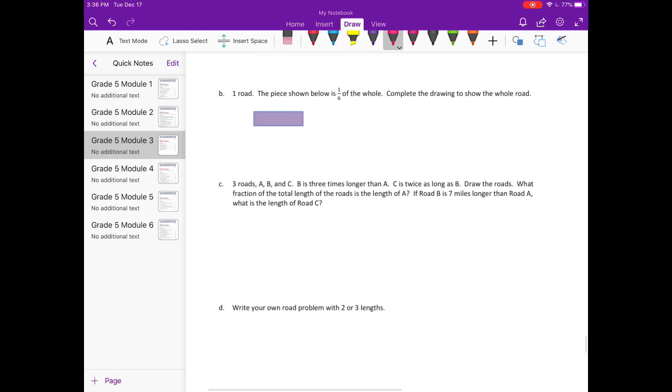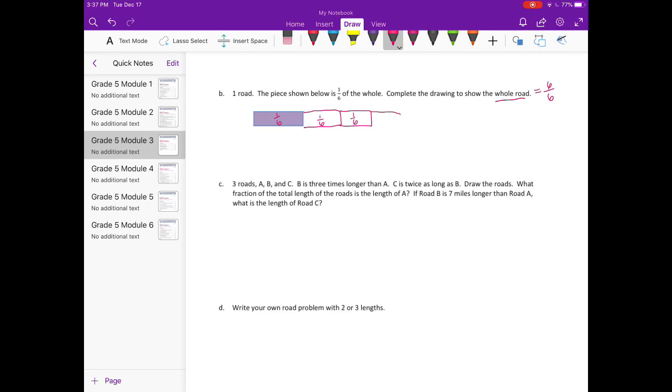B, one road, the piece shown below is 1/6 of the whole. So this piece is 1/6, just the entire thing. We want to show the whole road. The whole road would be equal to 6/6, or 1. So I'm going to add on 5/6 to get my 6/6.